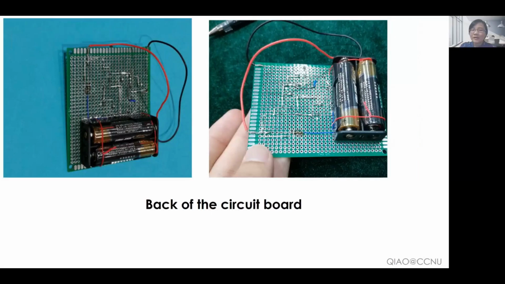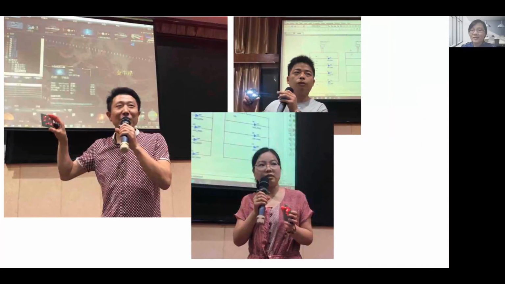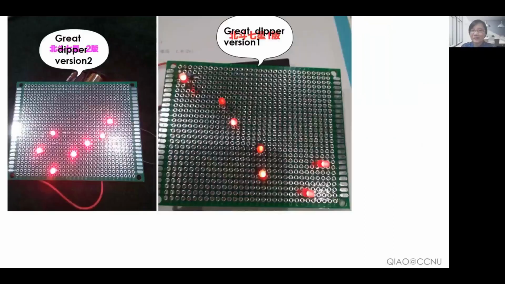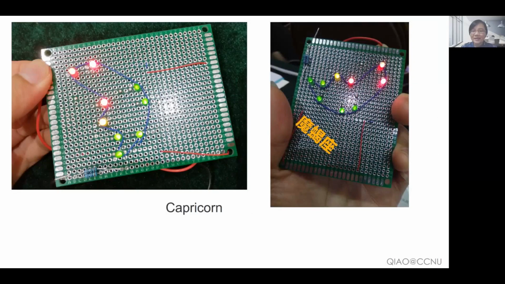This is the back of a circuit board. And they show their practice. And they improve their design and practice step by step. And this is Big Dipper version 1 and version 2. And this is Andromeda. This is Capricorn. I like it very much.